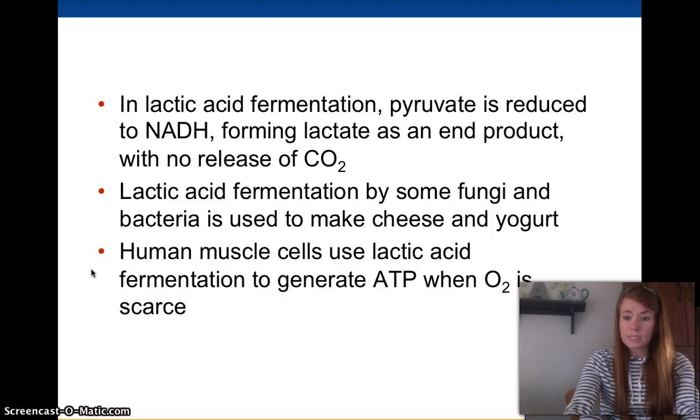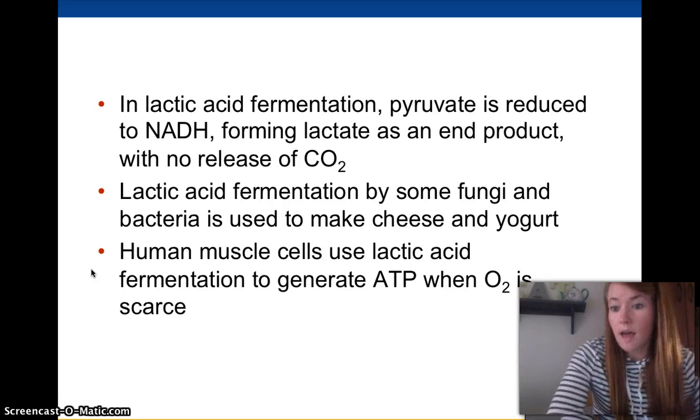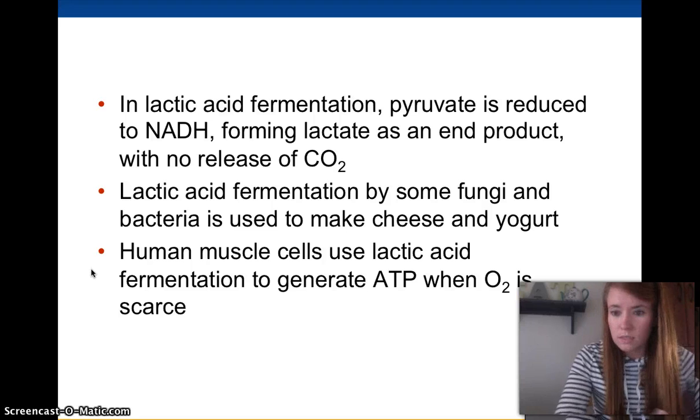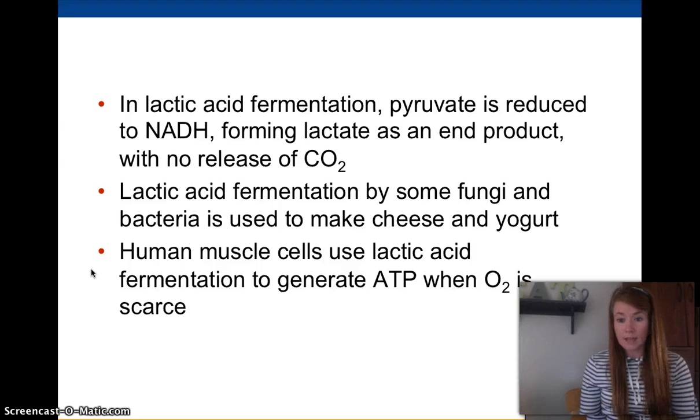So lactic acid fermentation is used by some fungi and bacteria, and can be used to make cheese and yogurt. And our cells do fermentation during strenuous exercise. So our cells need ATP. If you're sprinting or lifting weights, you need a lot of ATP to actually move your muscles. And so if aerobic respiration, so glycolysis, citric acid cycle, and electron transport chain, are not providing enough energy, your cell is also going to turn on the pathway of lactic acid fermentation.